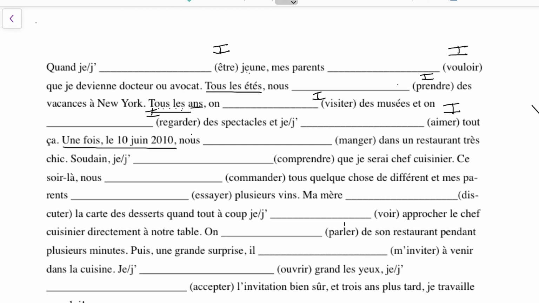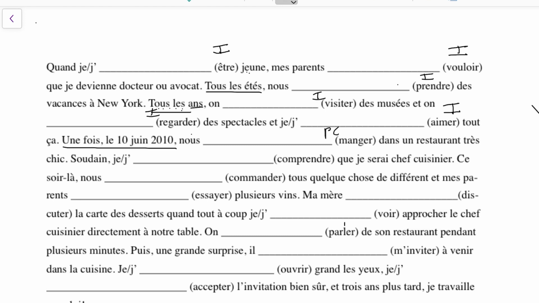Une fois, le 10 juin 2010, one time, the 10th of June of 2010. How many times does the 10th of June of 2010 happen? Just once. So, here we go, starting to get into our storyline where passé composé is going to make a bigger appearance. Were we trying to say we were eating in a restaurant très chic, or are we trying to say we ate in a restaurant very chic?